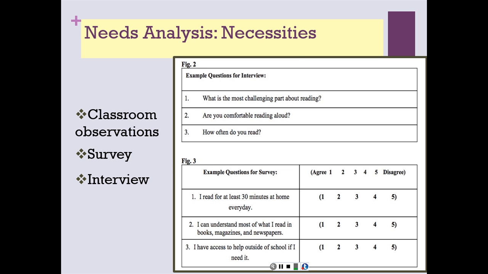Aside from the environmental analysis, I also conducted a needs analysis to get a better understanding of what I need to include in my curriculum design. I first began by conducting classroom observations, surveys, and interviews to gain a better insight of students' needs. The interview questions and survey were used to evaluate student attitude towards reading. For example, I asked students what is the most challenging part about reading. Additionally, I surveyed students to see how often they read and their relationship with reading outside of the classroom.